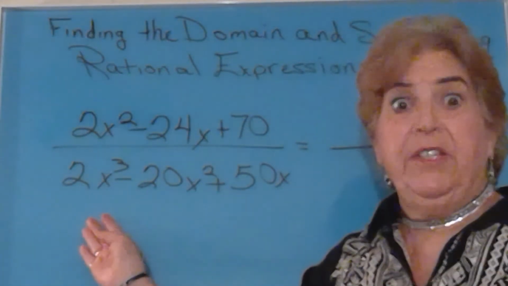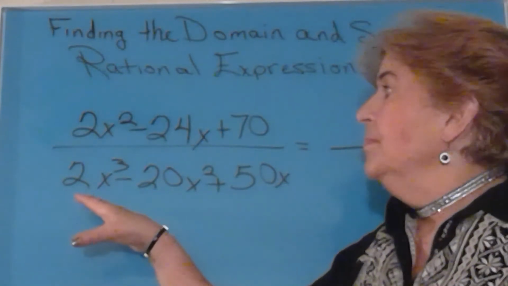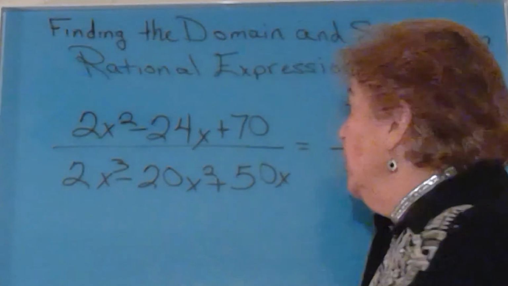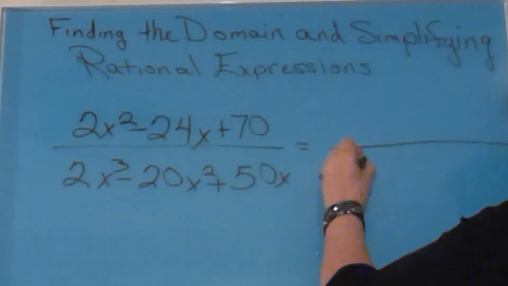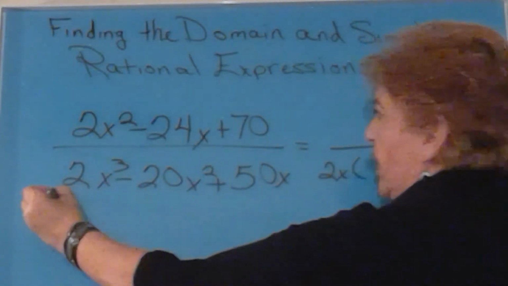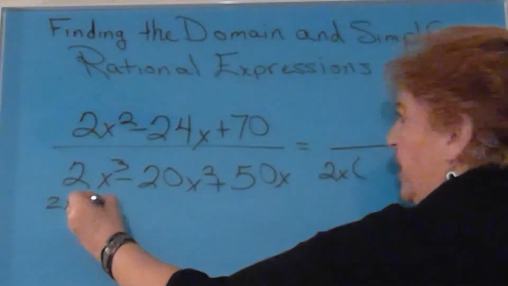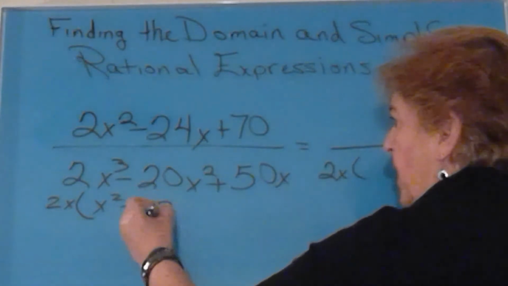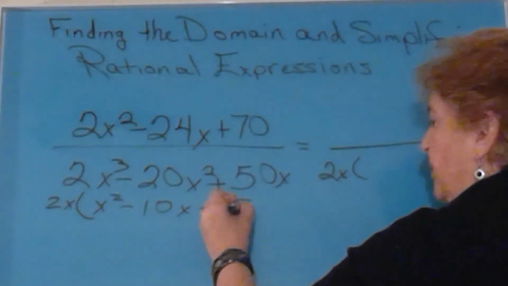Oh no, we have an x cubed. What are we going to do? No problem. Look for the greatest common factor. The greatest common factor for the denominator is 2x. When you factor out the 2x, I'm going to actually do that here. That's going to leave you with x squared minus 10x plus 25.